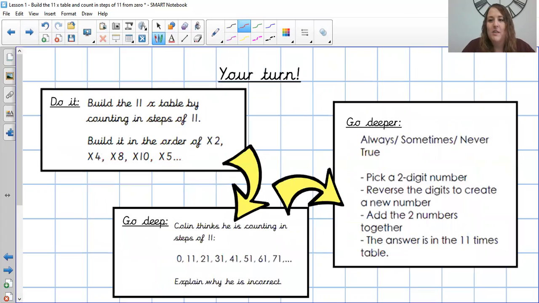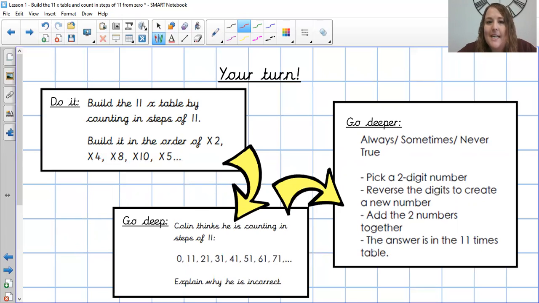Okay, your task for today then. Your do it today, as I mentioned earlier, will be to build your own 11 times table by counting in steps of 11. Please, please, please use different colours, just like you did last time. They don't have to be the same colours as I used, but different colours to show those steps would be brilliant. And try and build it in your order of 1, 2, 4, 8, then 10, 5, then 3, 6, 12, then your 0, and then your pesky 7, 9, and 11.